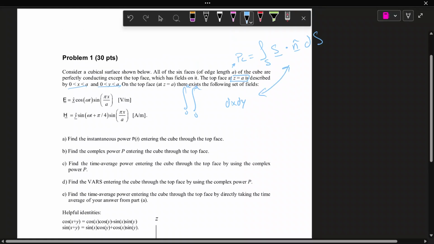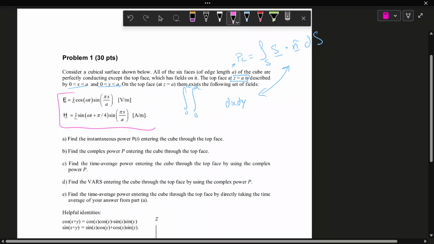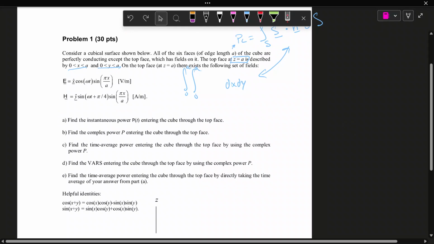On the top face at z equal to a, there exists the following set of fields. So at z equal to a, we have these fields. Cool. It says first, find the instantaneous power, P of t, entering the cube through the top face. It says entering.